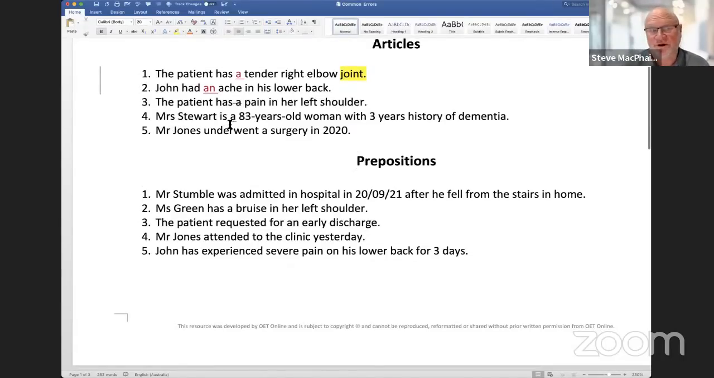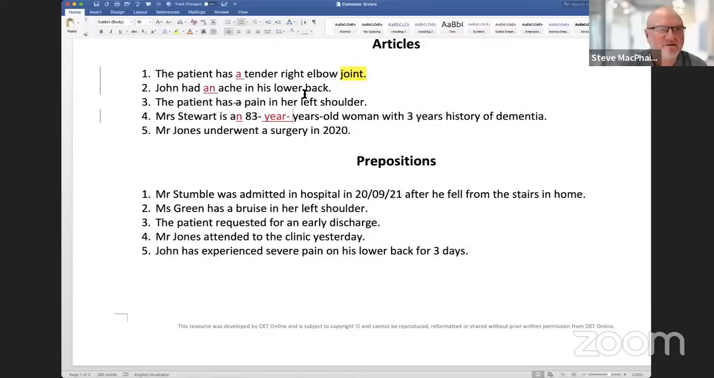Next one. Mrs. Stewart is an 83 years old woman with 3 years history of dementia. Quite a few errors in this sentence, and we need to fix these, right? So again, 83, that's phonetic, isn't it? It begins with an E sound. So the way it sounds guides the rules that we need to apply. So again, Mrs. Stewart is an 83. Now, this is a common error. Many of you will know this one now. We don't really want to put the S there, do we?